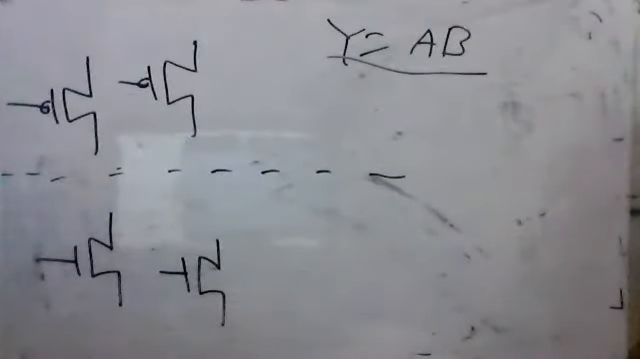Before, in the case of an inverter, we had only one NMOS and one PMOS connected in series. But in this case, we have two PMOS and two NMOS, and we cannot connect all in series. There is a rule that if the PMOSes are connected in series, the NMOSes must be connected in parallel. This is the rule for VLSI circuits. If the PMOSes are connected in parallel, the NMOSes will be in series, and vice versa.